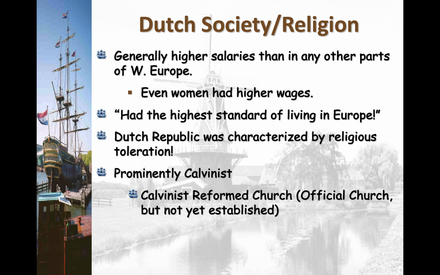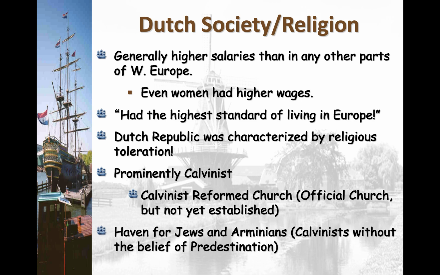Okay, it was their official church, but not necessarily a full-on established establishment just yet. All right, but it was a haven for Jews, or Arminians. Those are Calvinists without the belief of predestination. It was a haven for religious minorities, ladies and gentlemen, and that's important for us to know.